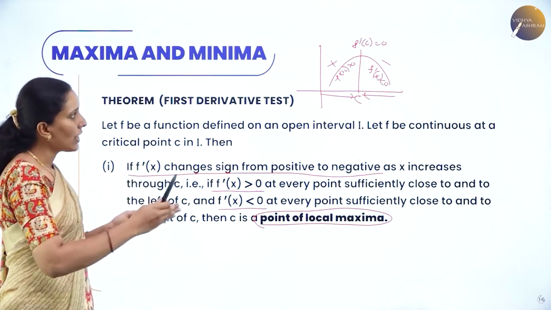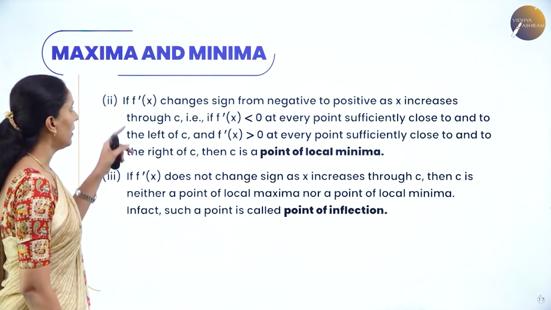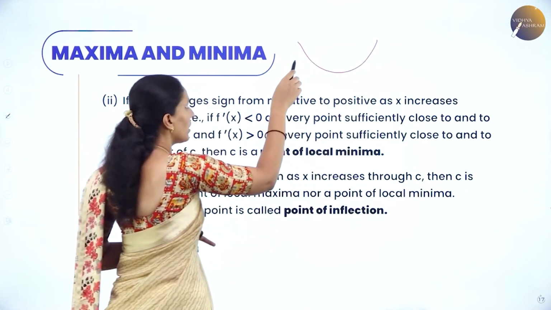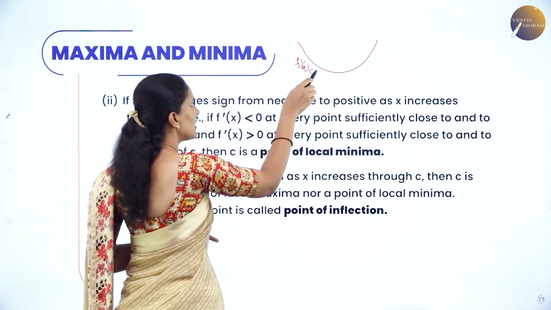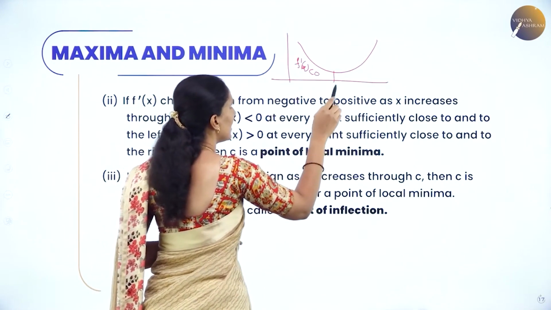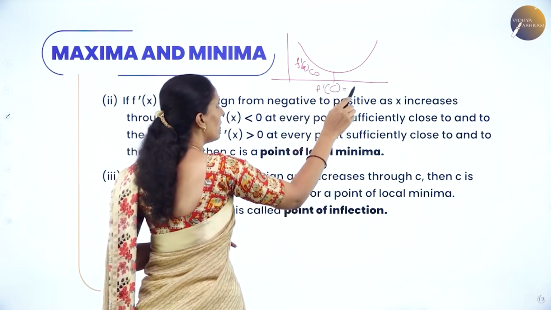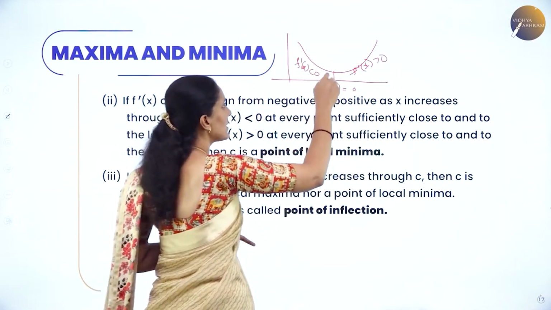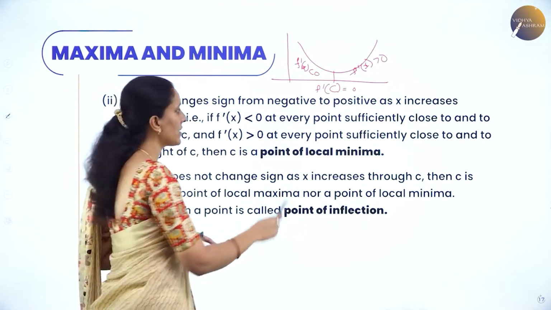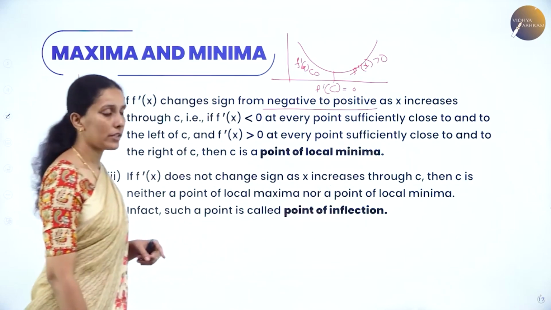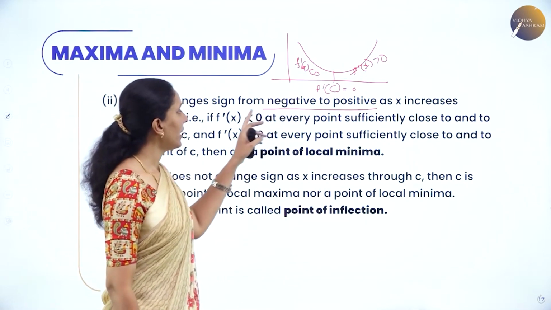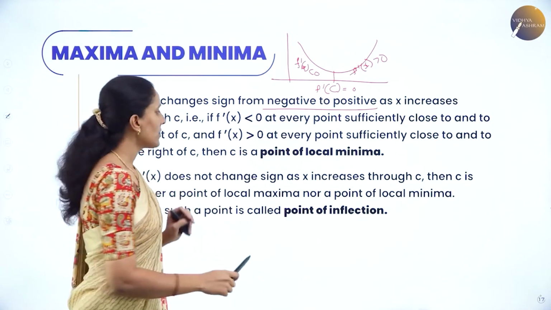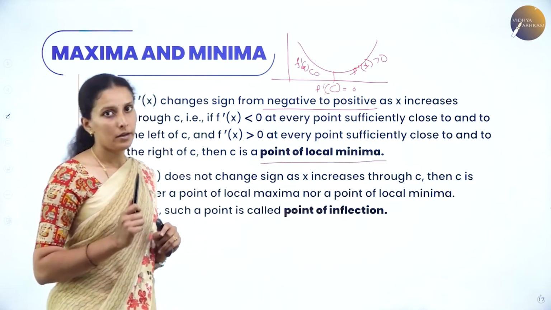The same definition applies for the point of local minima. That is, f dash of x changes from negative to positive. So, here f dash of x is less than 0, and if this is your point C, here f dash of C is 0, and here f dash of x is greater than 0. Thus, it decreases and then increases. Thus, it changes sign from negative to positive, and towards the left it is less than 0, towards the right it is greater than 0, and thus we call it a point of local minima.